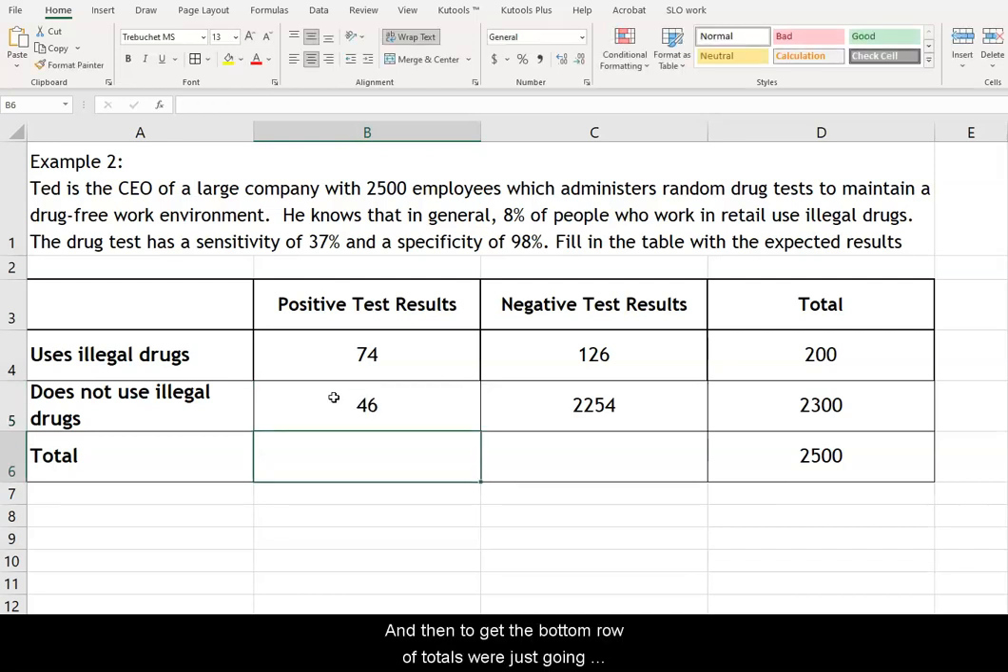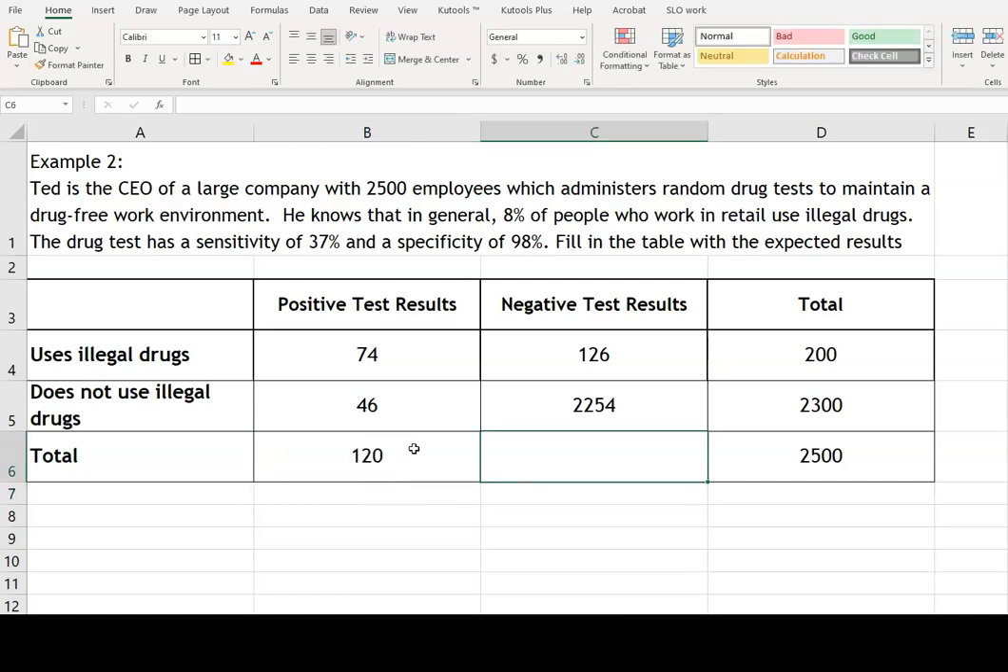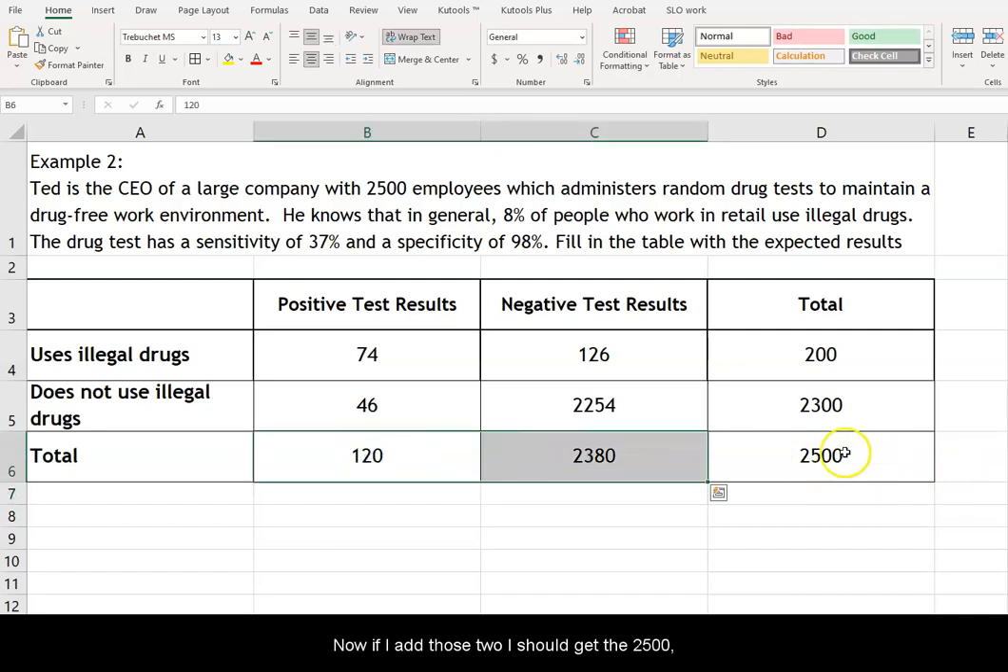Okay. And then to get the bottom row of totals, we're just going to add up our columns. So 74 and 46 should be 120, and 126 and 2,254 should be 2,380. Now if I add those two, I should get the 2,500. If I don't, I made a mistake somewhere. Okay. So that is example 2, and hopefully that will help you with some of your other medical testing examples.